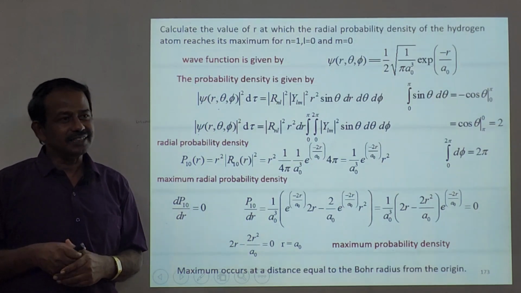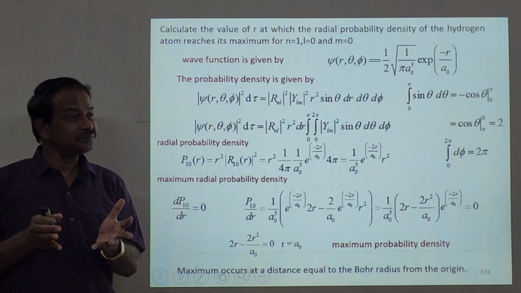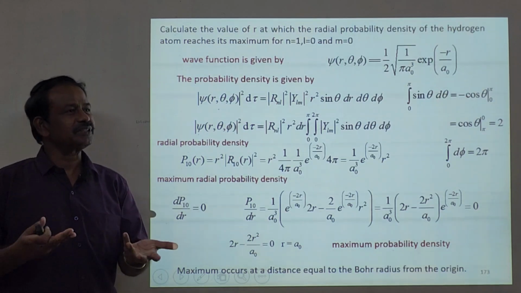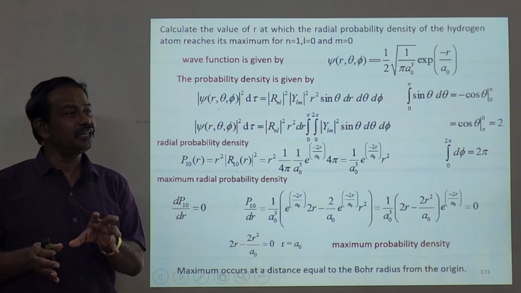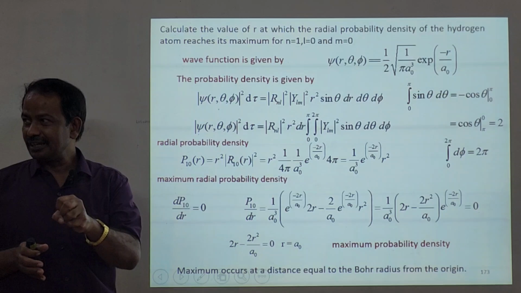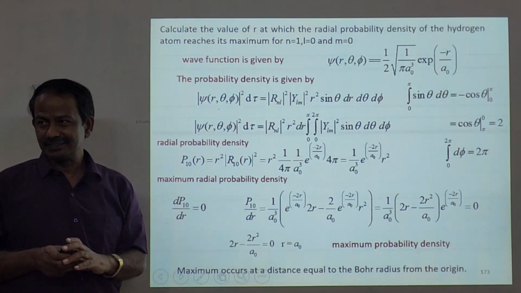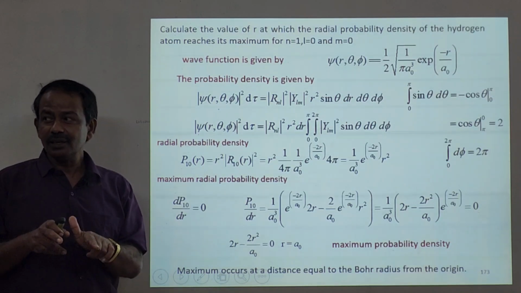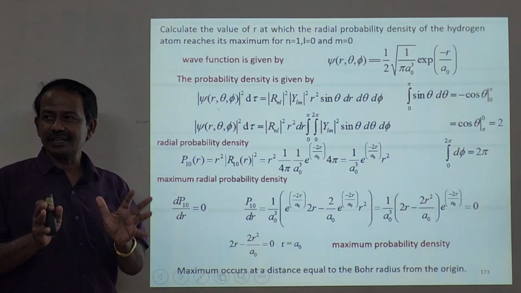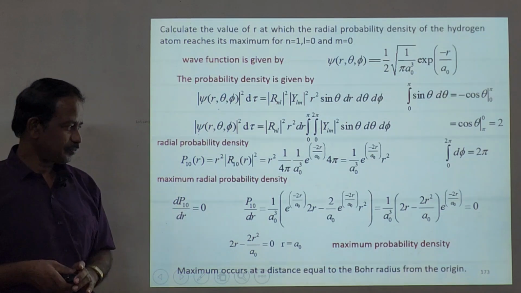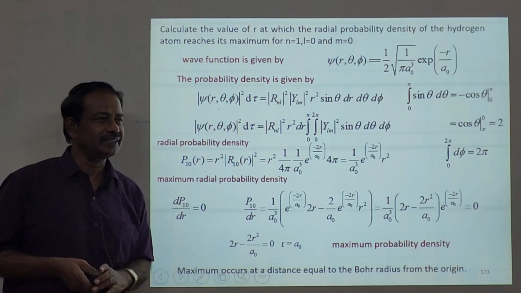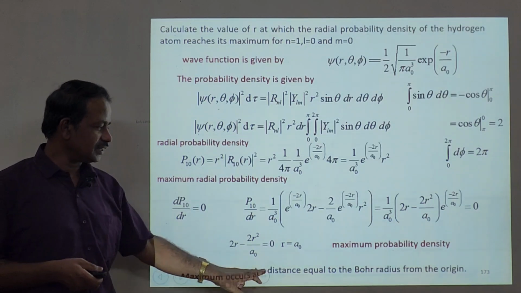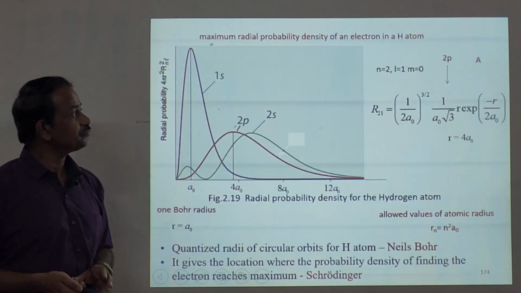Whereas Schrödinger said only 90% of the time the electron will be at the Bohr radius, or 95%. The remaining times it can be close to the nucleus or it can be away from the nucleus. But most of the time it will be only at the Bohr radius. That's why we always take the Bohr radius exactly a naught. Is it okay? So the maximum occurs at a distance equal to the Bohr radius from the origin.